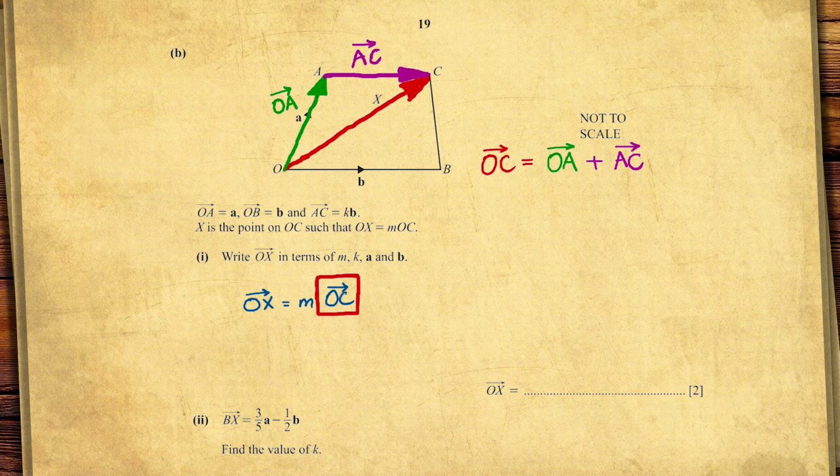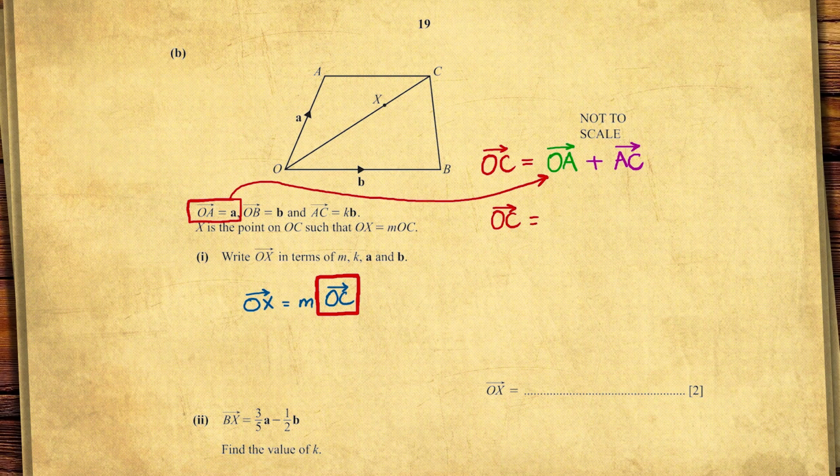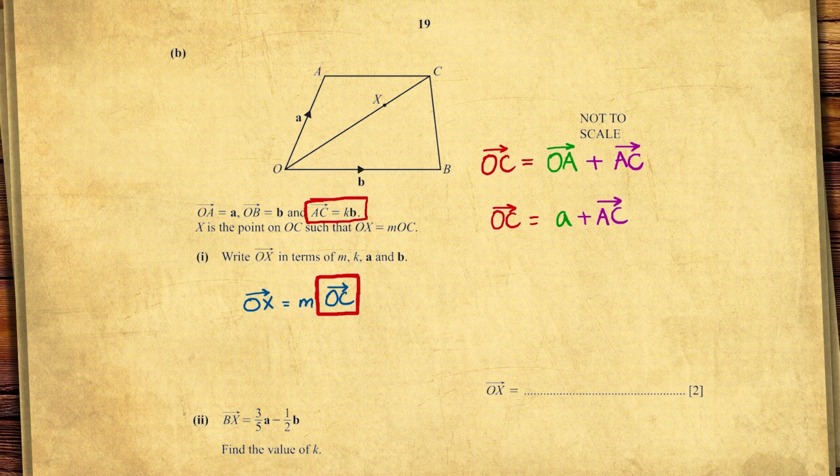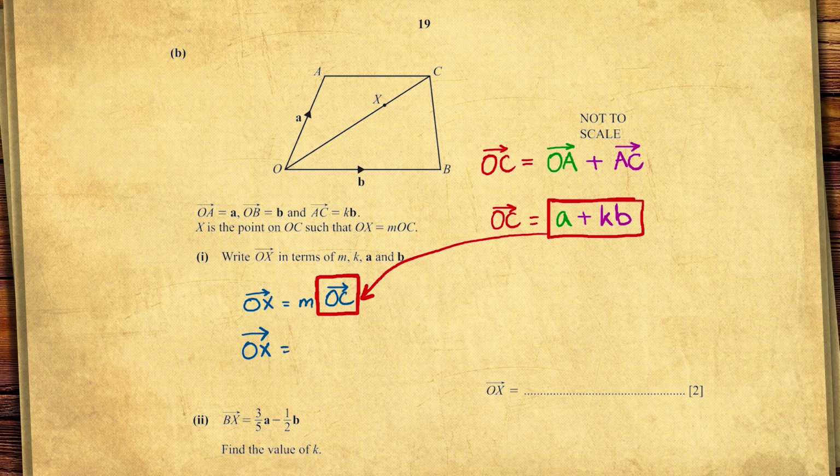And we are given in the question that the vector OA is equal to A. So in place of the vector OA, we can write A plus the vector AC. And we are also given that the vector AC is equal to K multiplied by B. So in place of AC, we can write KB. So the vector OC is equal to A plus KB. And we can place this value in place of the vector OC, and the equation becomes the vector OX is equal to M multiplied by A plus KB. So OX is equal to M times A plus KB.